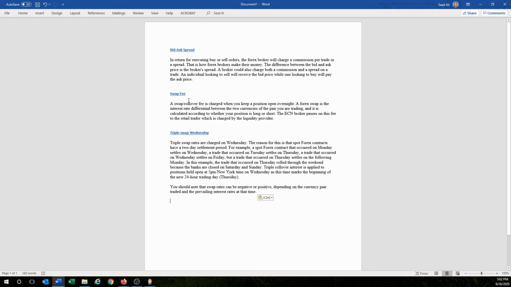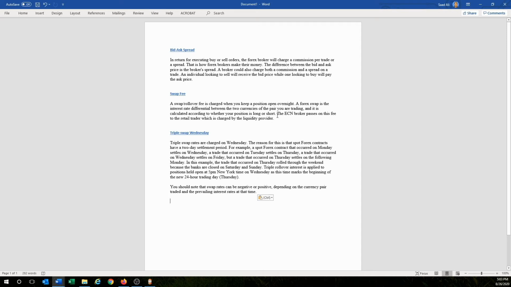Okay, so let's now go back to swap fees. Okay, so what are swap fees? Let's read the definition. A swap or rollover fee is charged when you keep positions open overnight. A Forex swap is the interest rate differential between the two currencies of the pair you are trading, and it is calculated according to whether your position is long or short.